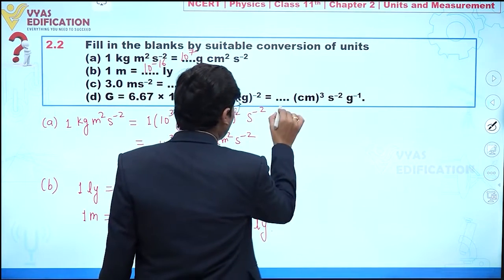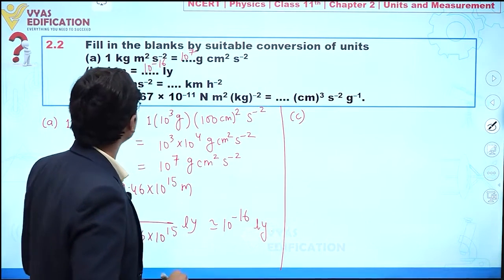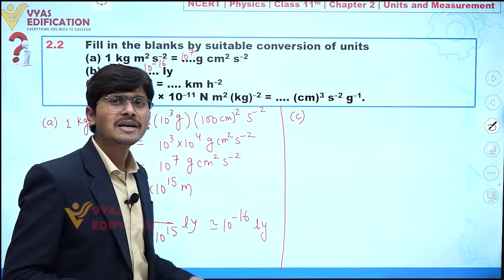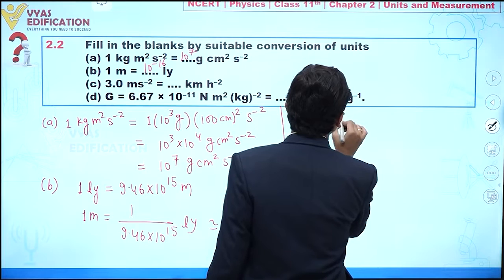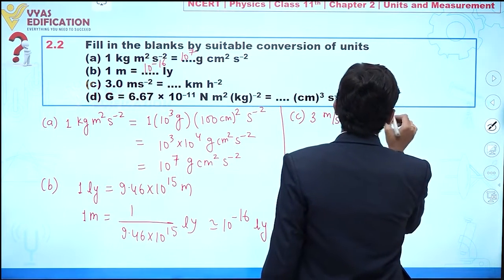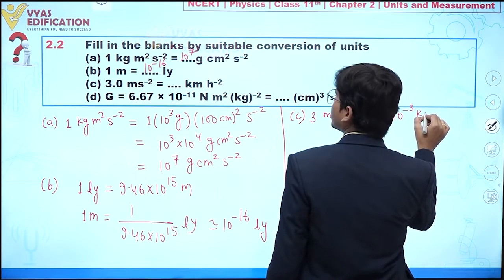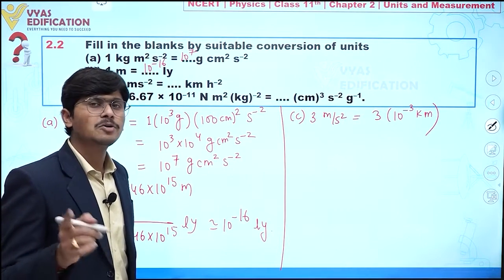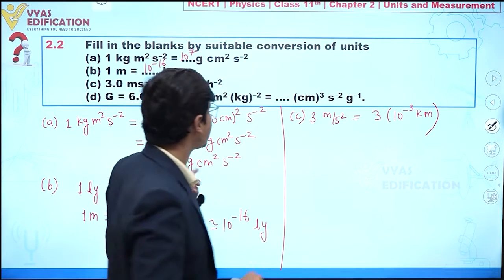Now if we talk about part number C. In part C it is given 3 meter per second square, and we have to convert it into kilometer per hour square. So we write 3 meter per second square. This is equal to 3 in kilometer. We can say 1 meter equals 10 to the power minus 3 kilometer, because we know 1 kilometer equals 1000 meter. So 1 meter equals 10 to the power minus 3 kilometer.